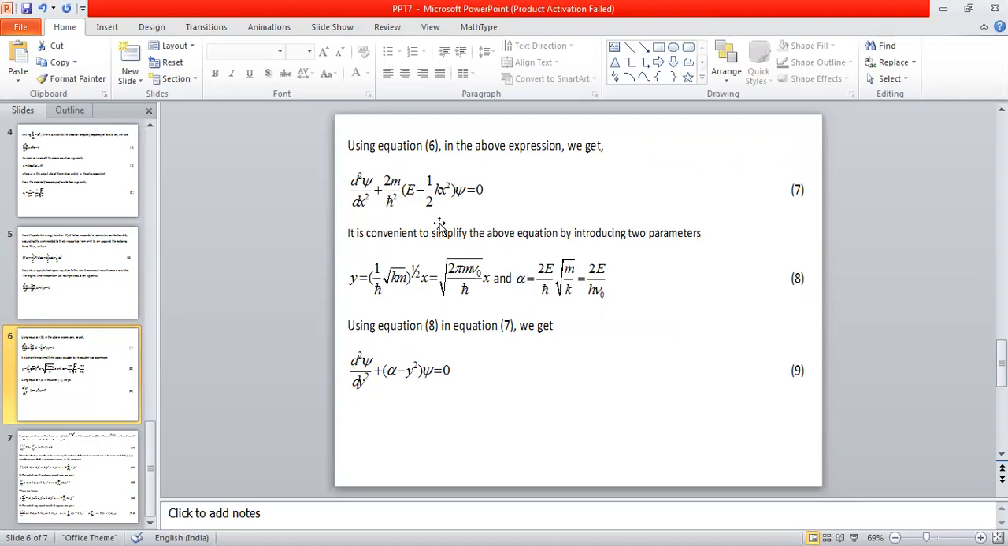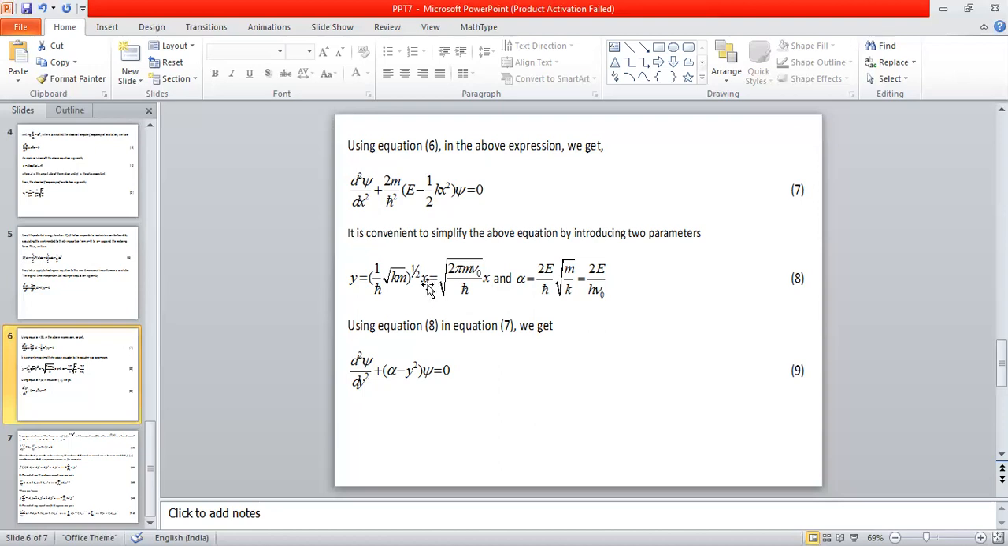Now, solving this equation is quite difficult. We are not doing it fully, we are doing it partially. In order to solve this equation, partially or fully, we need to introduce certain parameters to simplify it. Here we are introducing two parameters: the first is y and the second is alpha. The first parameter y is linked with the independent parameter x. Basically, x and y are the same, only we are doing a change of scale.